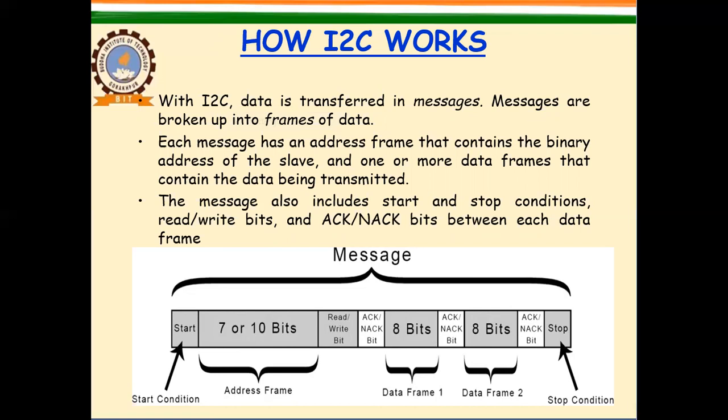Here, each message has an address frame. Means that the address frame decides which of the slaves is going to be used. That address frame signifies the address of that particular slave. And then after it come one or more data frames, which contain the data being transmitted. Means the message has 2 things: one is the address of the slave, and the other is the data which is to be transmitted to that particular slave.